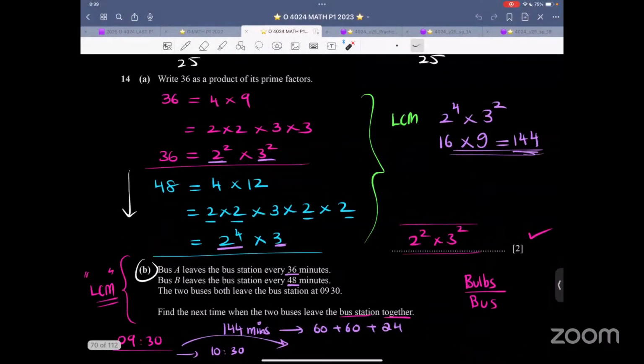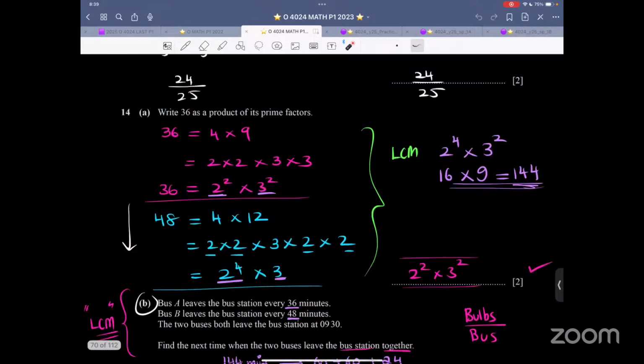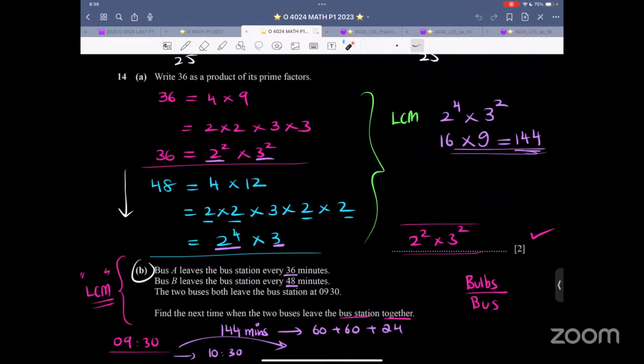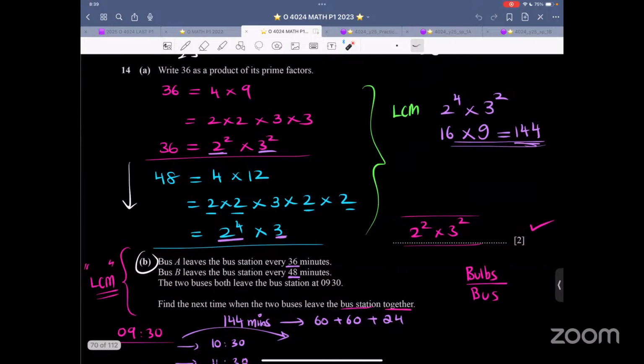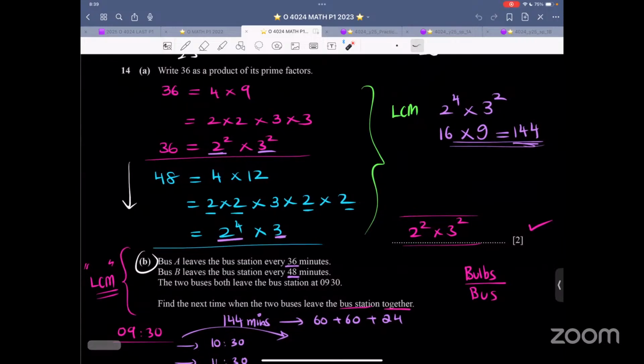Now, let's see what's here. Now, this bus question, yes, a lot of people ask about this thing. LCM, HCF. It says write 36 as a product of its prime factors. 36 is 4 into 9. That's 2 squared, 3 squared. 48, that is for the second part. I have written it over here. 48 is 2 to the power 4 times 3. The LCM is 2 to the power 4. Lowest common multiple, take the highest one. 3 and 3 squared, take 3 squared. That is 144.